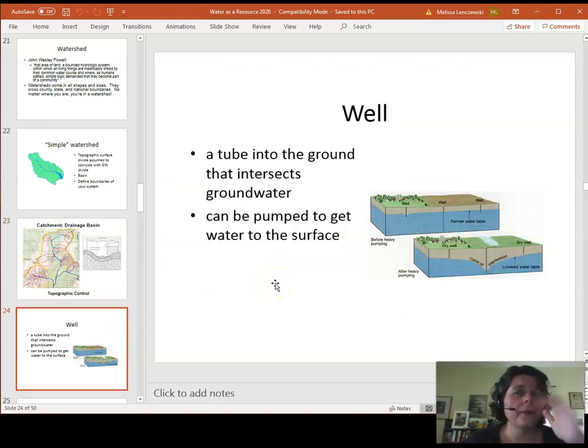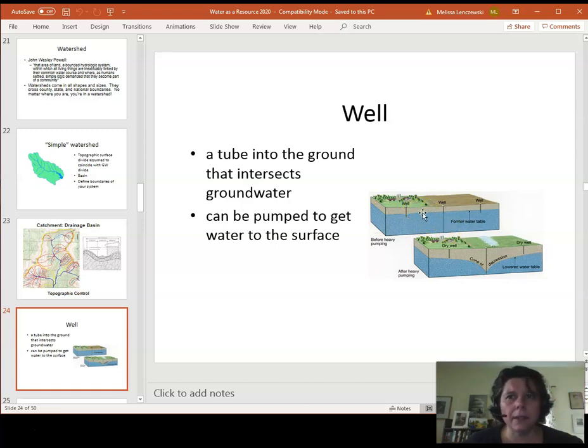Well, one of the first things we got to talk about with groundwater are wells. So if you live in a rural community, you will have a well. It's in your front yard. If you live in the city of DeKalb, all of our water comes from groundwater, and it comes up a well. And so I want to talk about what is a well. So a well is a tube that intersects the groundwater. It's that simple.